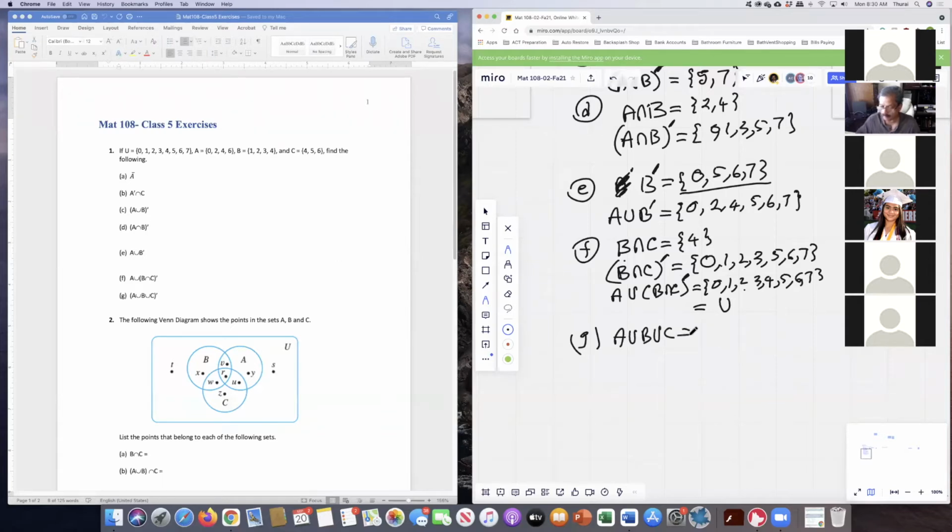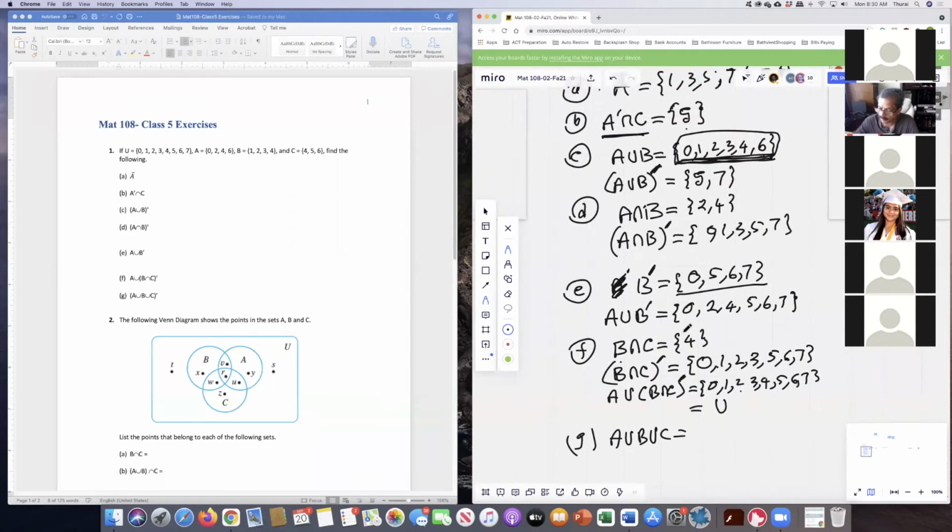I think somewhere earlier we found A union B. Yes, in part C, we found A union B. It's right there. This is A union B. So I need to combine this with the C to get A union B union C. Okay, what do we get? It's still just 1 through 6. Or do you add the 7? Well, 0 through 6. Yeah, C has 4, 5, 6.